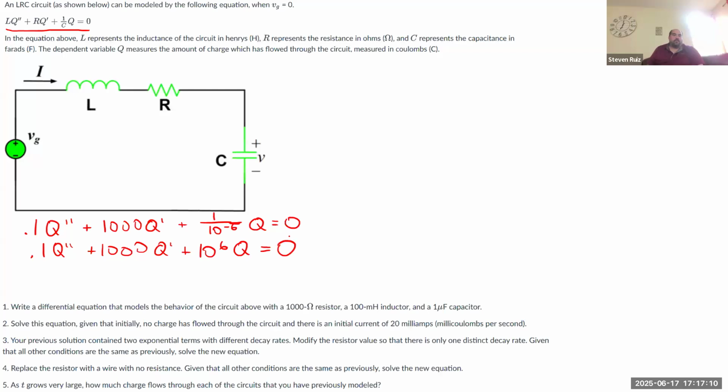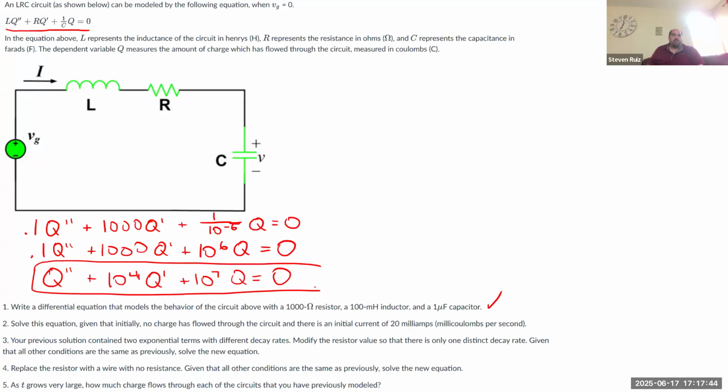Q equals 0. I would rather work with an equation where the coefficient of Q double prime is just 1, so I'll multiply everything by 10. Doing that gives me Q double prime plus 10 to the 4th Q prime plus 10 to the 7th Q equals 0. So here is my differential equation. This is the thing I'm going to deal with for this discussion question.